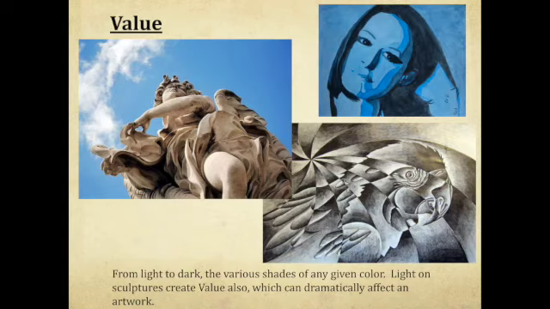Then we get to value. Value is that lightness to darkness. It's the various shades of any given color. The light on sculptures creates value also, which can dramatically affect an artwork. So if you take a shape and you add value to it, it becomes something else, which is our next slide.